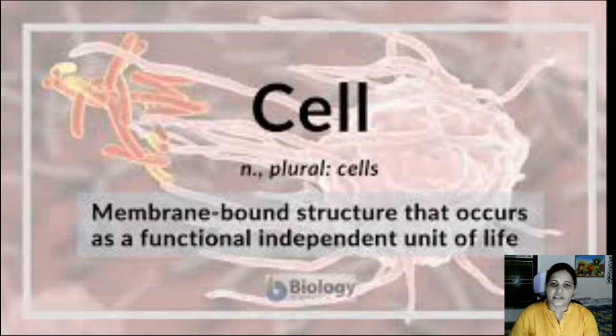So first of all, what is a cell? Cell is a membrane bound structure that occurs as a functional independent unit of life. It is the basic structural and functional unit of life. It was first discovered by Robert Hooke in 1665.